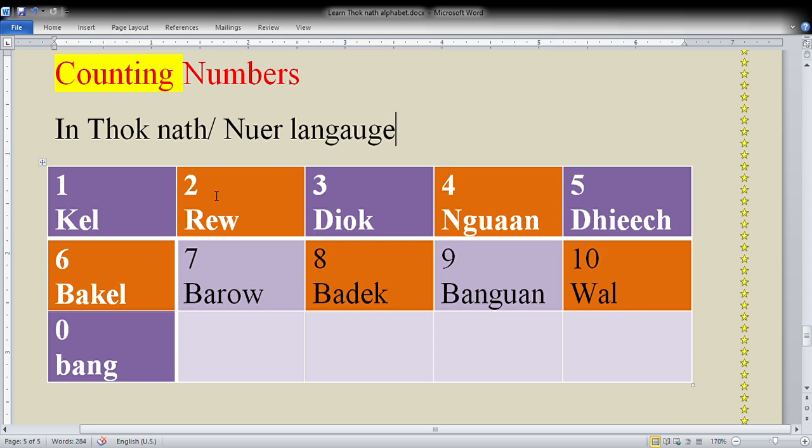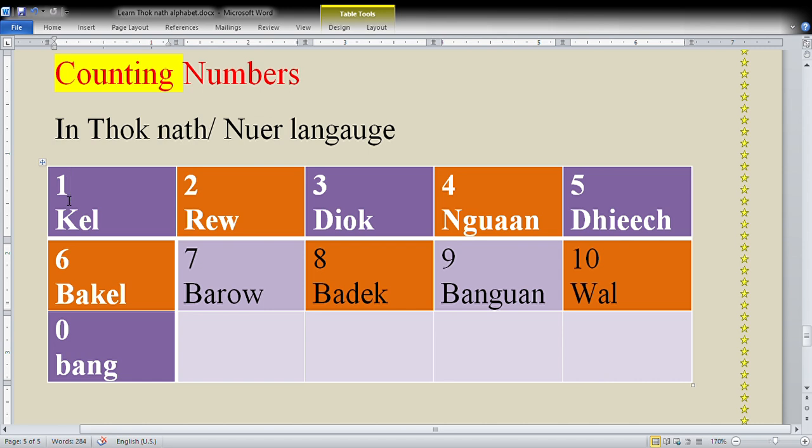Welcome. Today we are going to learn how to count numbers in Thok Nath, or in your language. Well, apart from Thok Nath words and phrases, it is also useful to count in the Thok Nath language. This is how you can count numbers from 1 to 10 and also zero, or from 0 to 10.